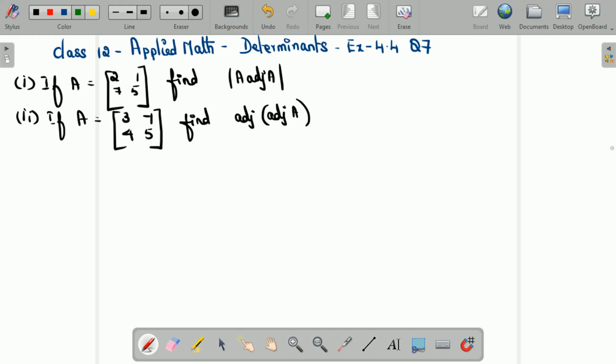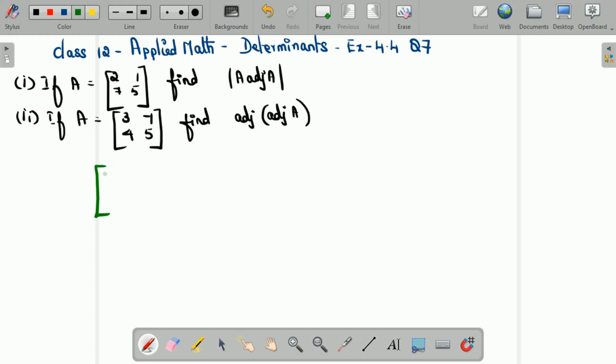In this video, let's find the solution for the 7th question in exercise 4.4. Let's look at the first subdivision. If A is a matrix 2, 1, 7, 5, find determinant of A adjoint A. So first we will take out the product of A into adjoint A.